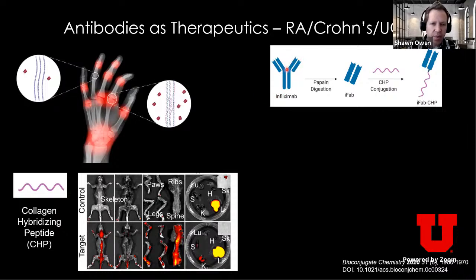So we only want this part of the infliximab. We only want the part that is actually blocking the TNF. We don't need the rest of the molecule. So if we digest this, then we have just this antibody fragment, and then we can chemically conjugate or link these two pieces together to create a new hybrid molecule.